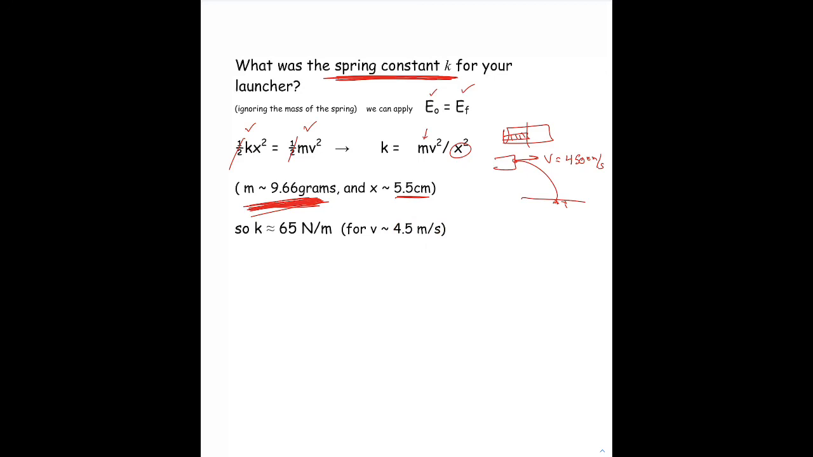So I put in the mass of the yellow ball, I put in the average speed that people got during that lab, and I measured how far the spring is compressed, and that gives you the spring constant for that spring. So yeah, the manufacturer could have printed the spring constant on the side of the launcher.